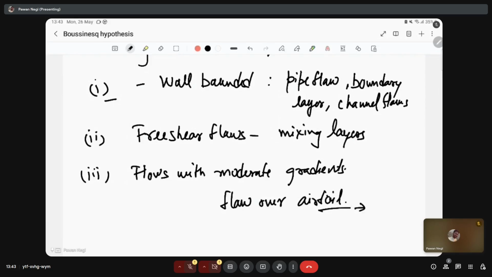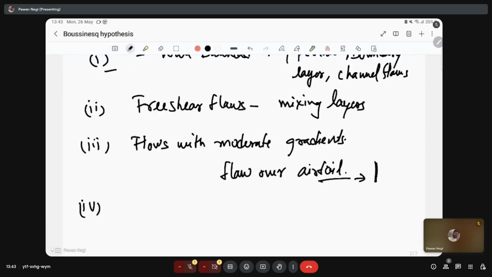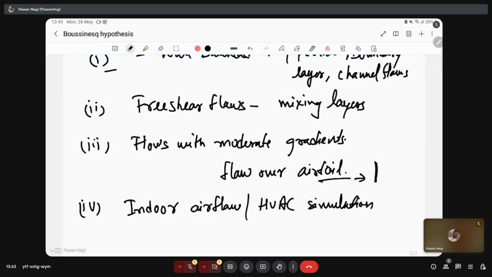But remember, this particular hypothesis, or all these models which are based on it, cannot be used in flows where the angle of attack is very high. We'll see in which kind of flows these models cannot be applied. Number four, we can also solve indoor airflow, which are HVAC simulations, where the buoyancy is mild and turbulence is also not highly anisotropic.